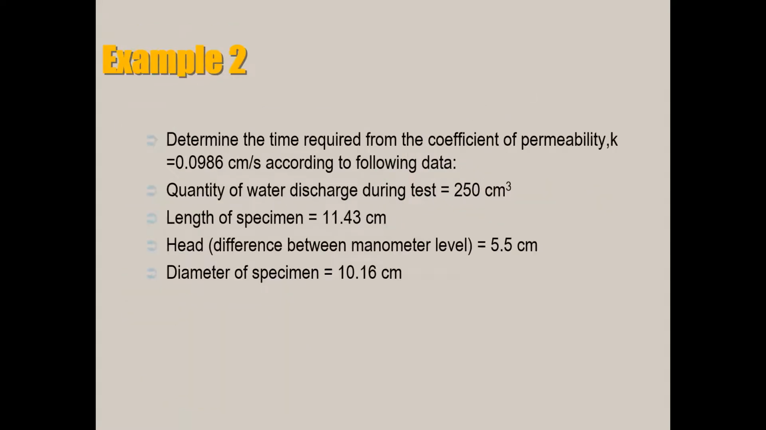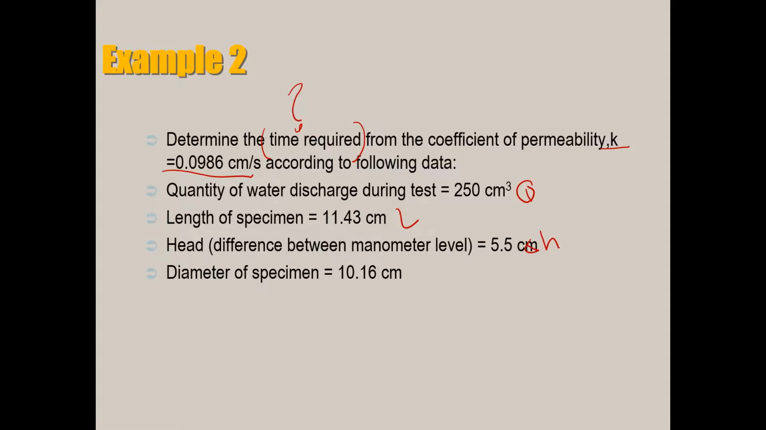Now example number 2. The question asks you to determine the time required, given the coefficient of permeability K equal to 0.0986 centimeters per second, according to the following data. So the K value is already given to you, but the question asks you to find the time, the T value. The rest is also given: quantity of water Q is given, L is given, the head difference between the manometers H is also given, and the diameter of the specimen is also given.